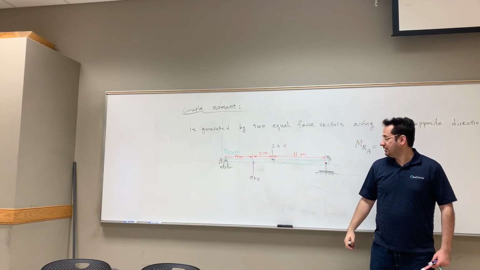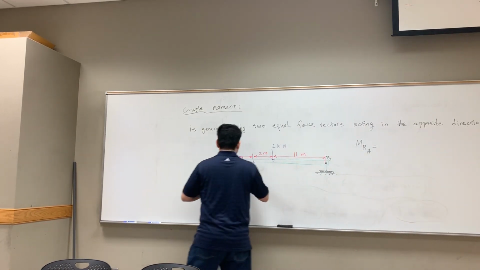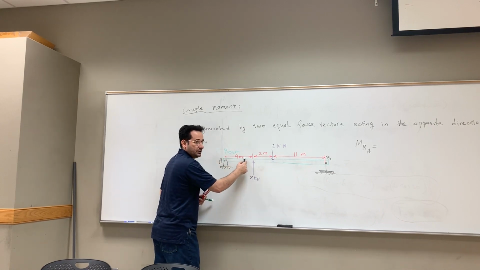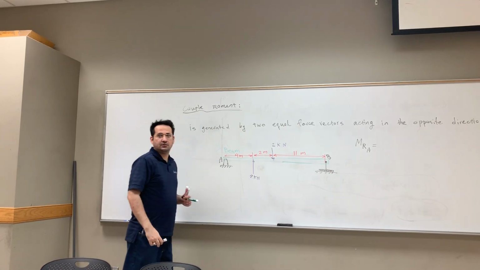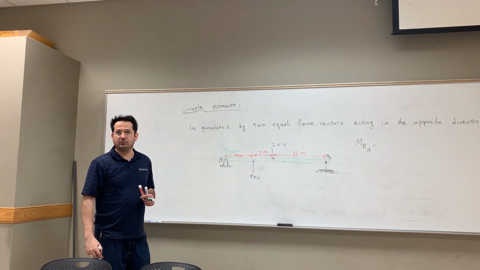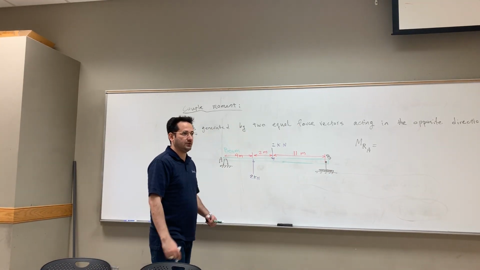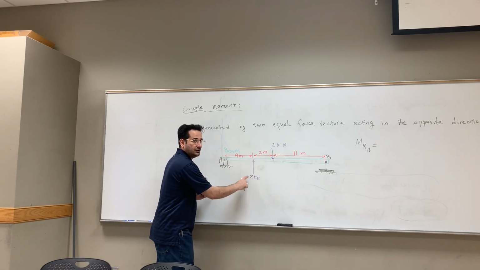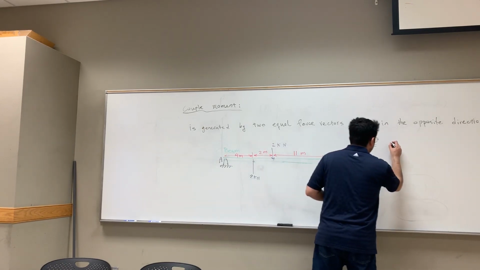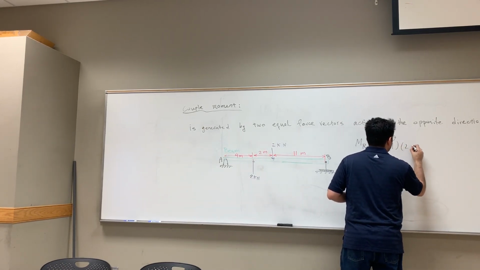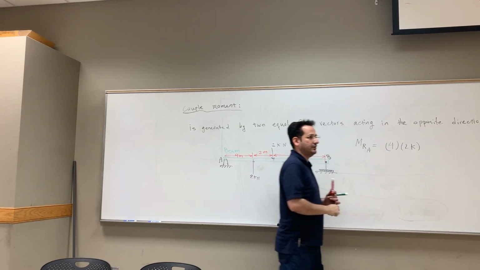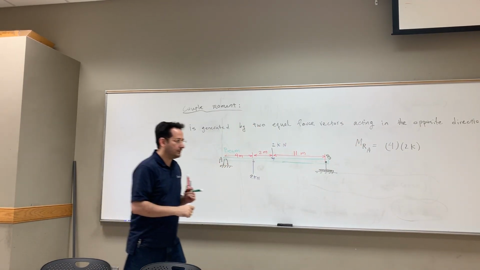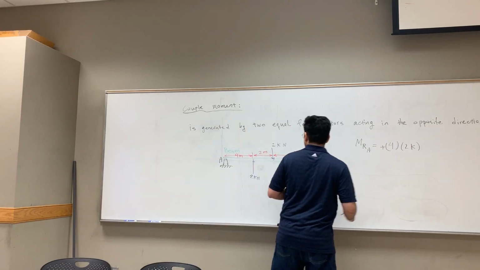Step 2, move it. Well, it's already normal with respect to point A. You see, they are already perpendicular. You see that? So you don't need to move it. Step 3, compute the moment. So what should I write for the moment of this guy with respect to A? 4 times 2. 4 times 2K. Positive or negative? Positive. Thank you.